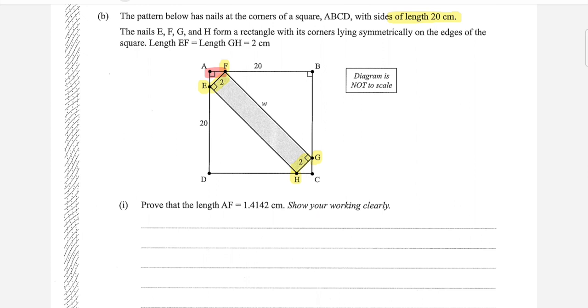Show your working clearly. All right, so here we have this tiny triangle. If I just draw that triangle a little bigger, we have this triangle. This is 2 centimeters. This is 90 degrees. Now, because it is a square and a rectangle is put inside it, these two sides are equal. So now we can use the Pythagoras theorem.